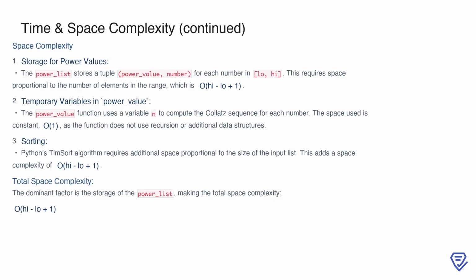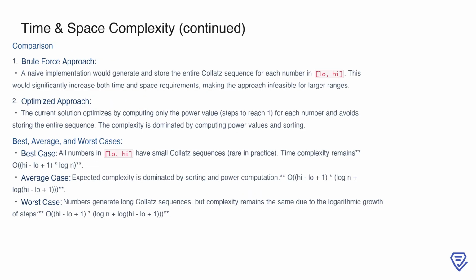Within the power_value function, a variable n is used to compute the Collatz sequence for each number. This is a constant space operation, as no additional data structures or recursion are involved, contributing O(1) to the space complexity. Additionally, the sorting step uses Python's timsort algorithm, which requires temporary space proportional to the size of the input list. This adds another O(high - low + 1) to the space complexity. Combining these, the dominant factor remains the storage of the power_list, leading to a total space complexity of O(high - low + 1).